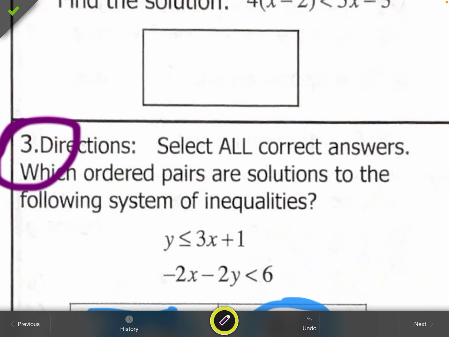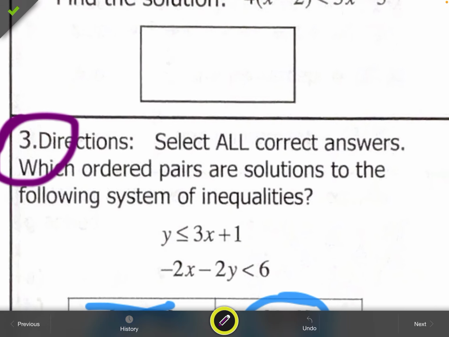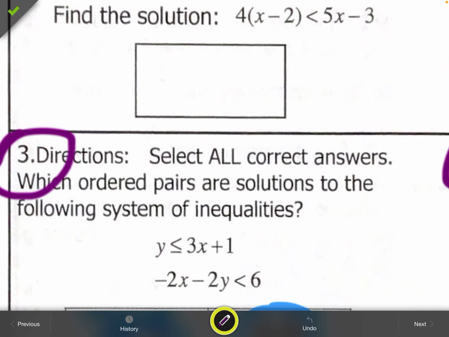And I'm going to do question 3 with you right now, because we've done the inequalities, but we have not seen them the way they are asking this question. It says, select all correct answers. Which ordered pairs are solutions to the following system of inequalities?